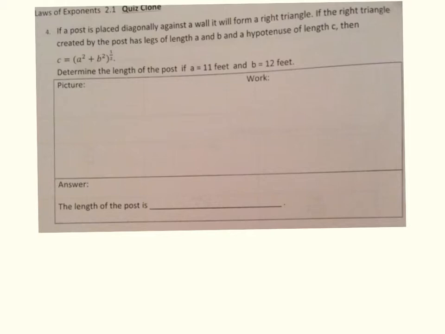Okay, on number 4, if a post is placed diagonally against the wall, so basically you're creating this right triangle here. All right? Remember, this is A or this is B or vice versa. Remember, A is 11, B is 12. So if you use this formula right here, what you end up getting is this. You get C is equal to, A is 11, so you get 11 squared, plus 12, which is B squared, so 12 squared, all to the 1/2 power.